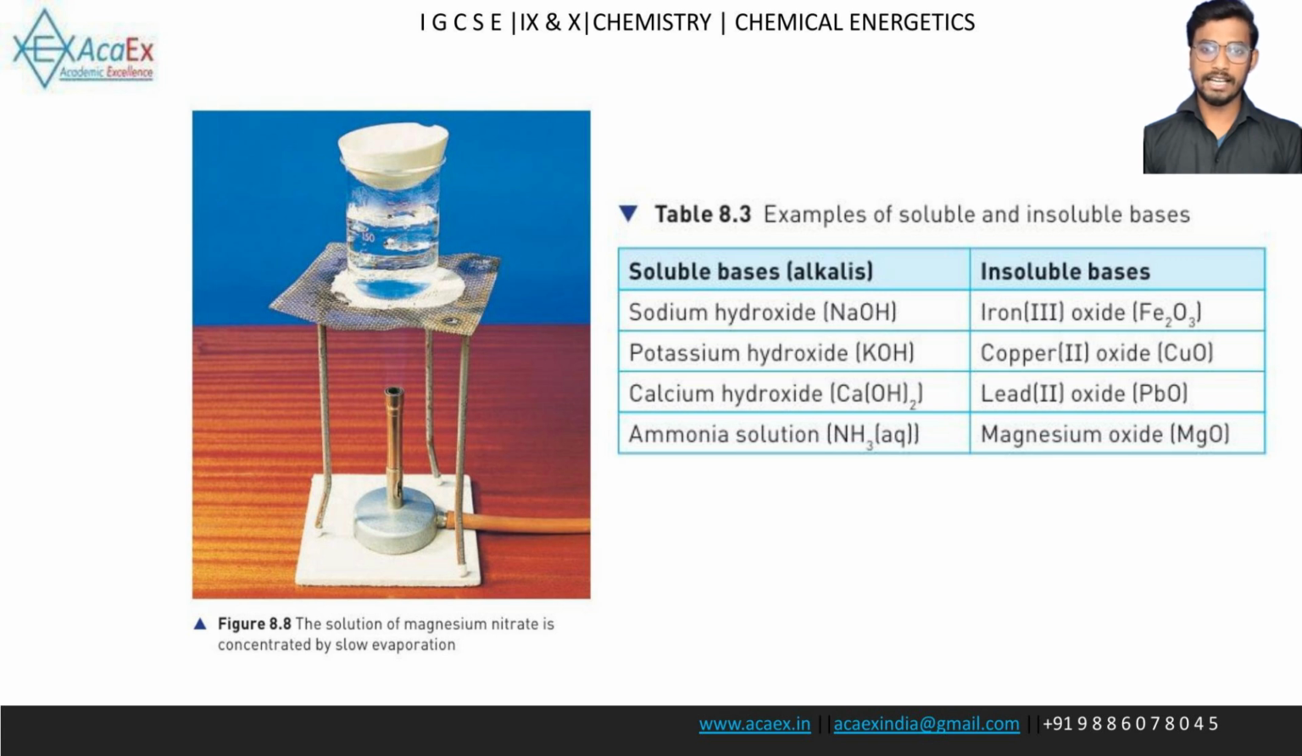Soluble bases, alkalis, include sodium hydroxide, NaOH, potassium hydroxide, KOH, calcium hydroxide, Ca(OH)2, and ammonia solution, NH3(aq). Insoluble bases include iron(III) oxide, Fe2O3, copper(II) oxide, CuO, lead(II) oxide, PbO, and magnesium oxide, MgO.